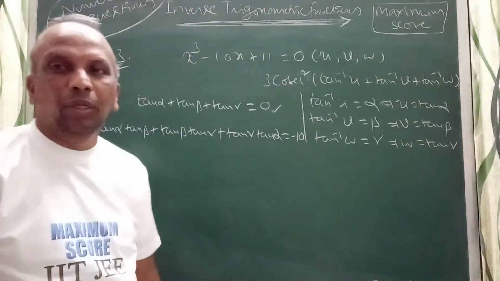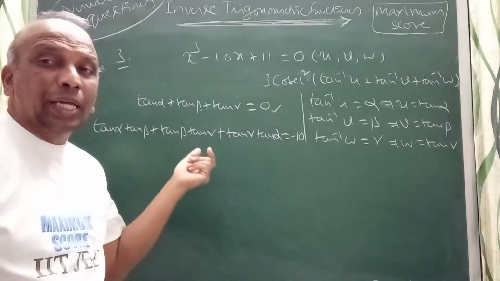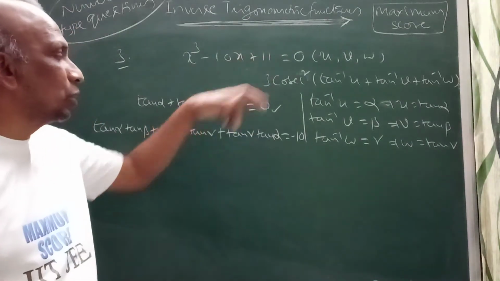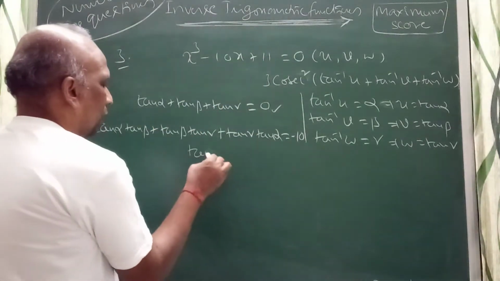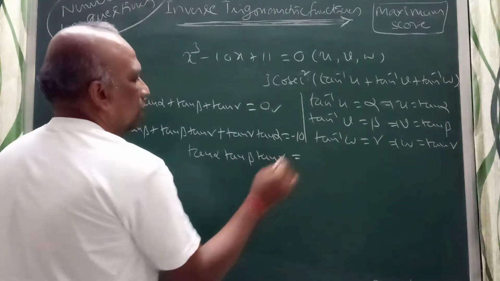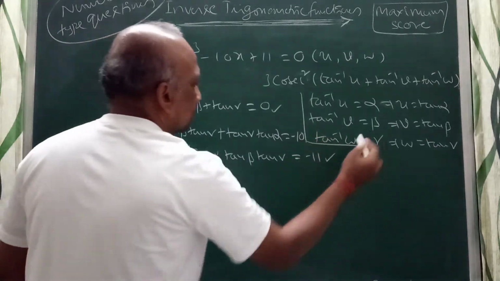That is the formula for a cubic equation. Minus b by a is the sum of the roots. Taking the product of the roots two at a time, you will get c by a. Next, the product of the roots is minus d by a, tan alpha tan beta tan gamma, and minus d by a, minus 11, it comes.